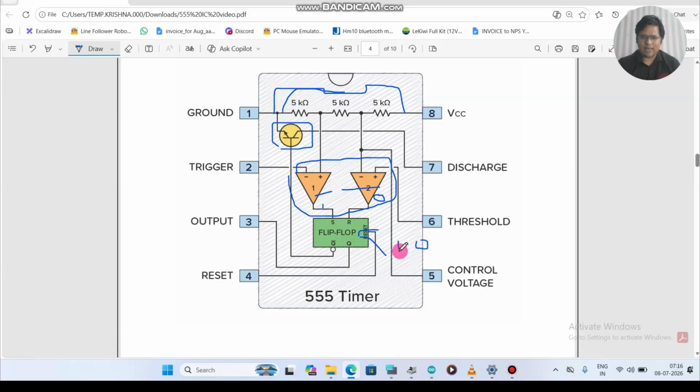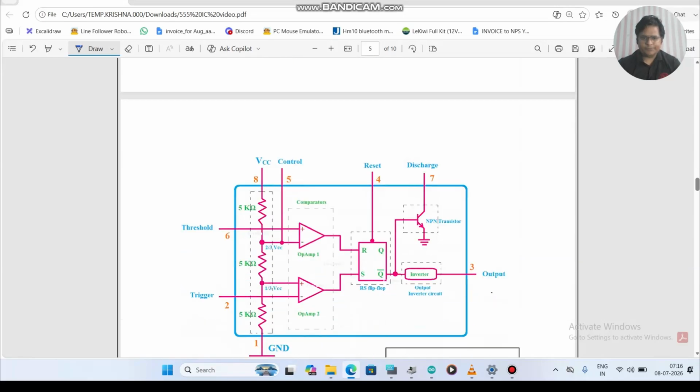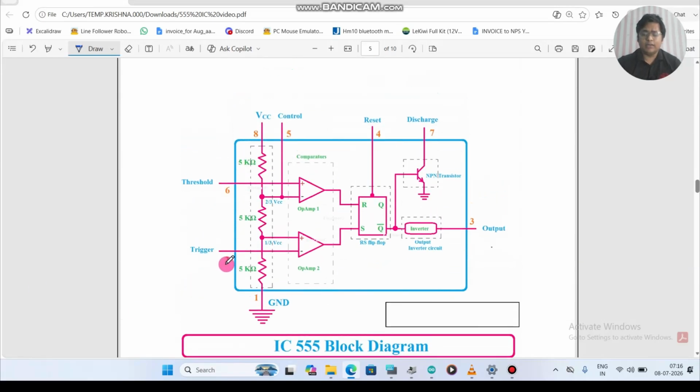1 bit of data it is capable of storing. Moving forward, now this is the most important thing. Now I'm going to explain how the 555 timer IC works. Okay, so just listen to all these things carefully.